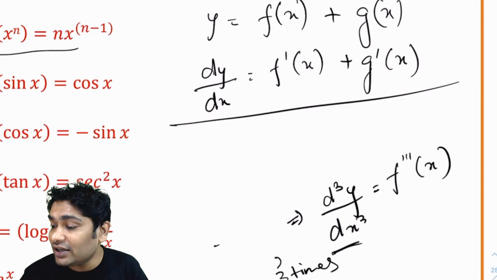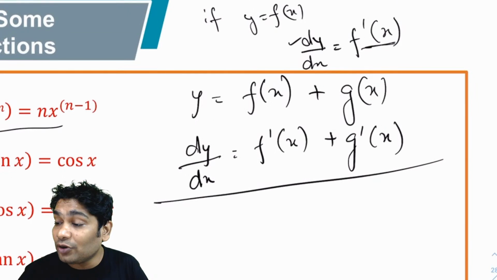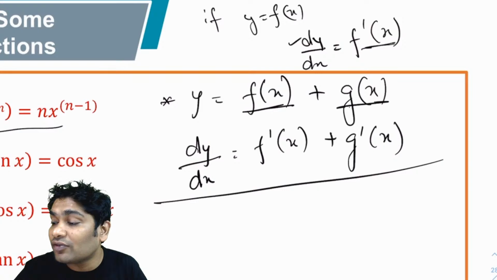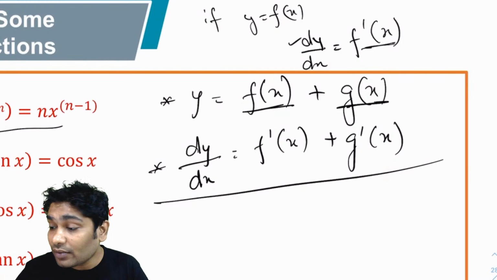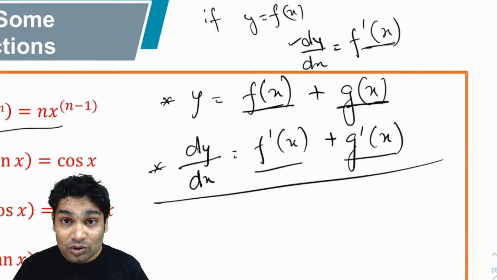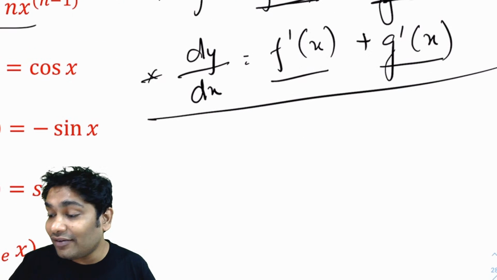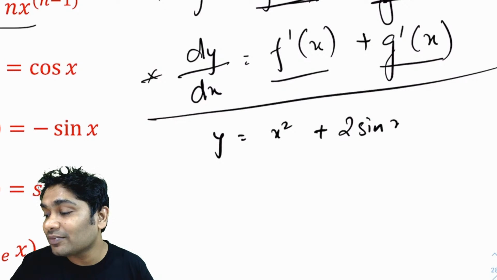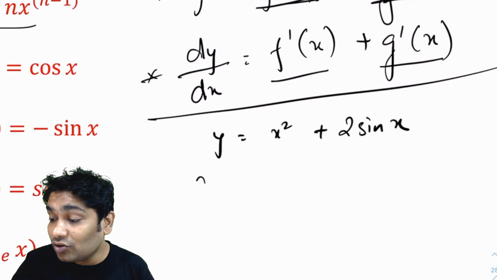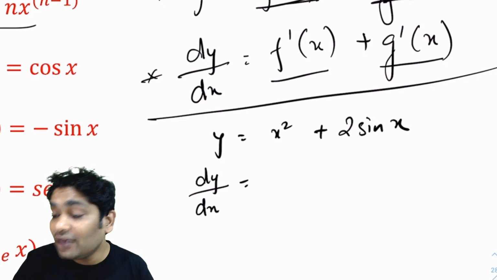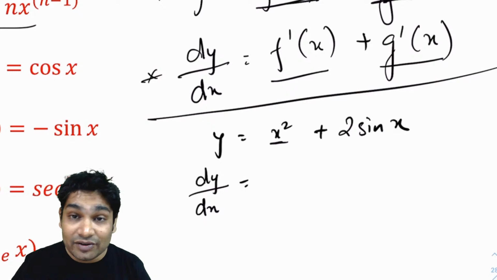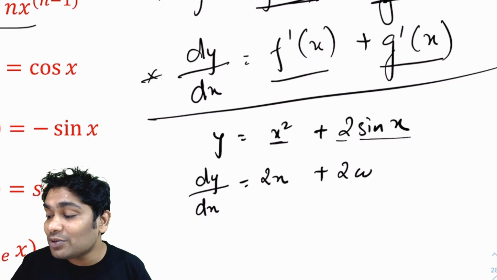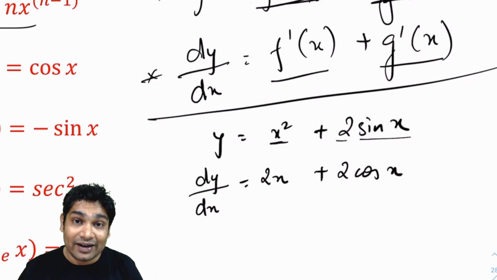So, as I was saying, if your y can be denoted as the sum of 2 functions of x, then dy by dx would be the sum of the individual derivatives. What do I mean? Suppose you have y equals x square plus 2 sine x. What will be my dy over dx? It will become individually the derivative of this, 2x, plus individually the derivative of this, which is 2 times cos of x. That is how I can write my dy by dx.